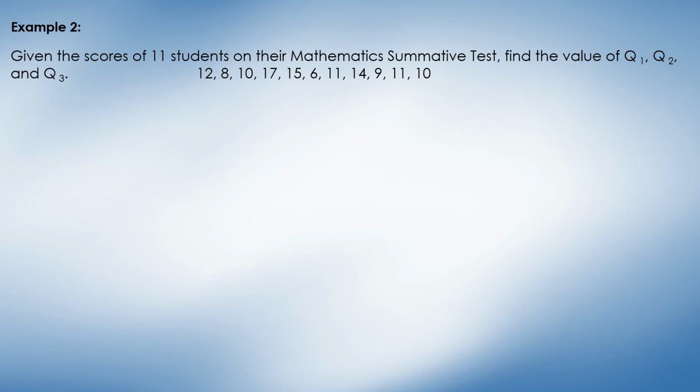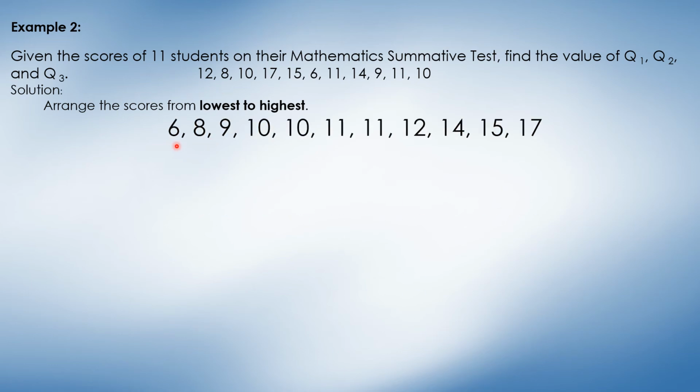So again, the first thing that you will need to do is to arrange the given data from lowest to highest. So this will become 6, 8, 9, 10, 10. We have here the number 10 appearing twice. Same with number 11, 12, 14, 15, and 17.